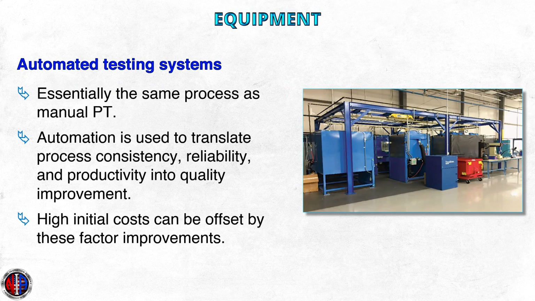Automated testing systems. Automated testing systems involve essentially the same process as manual liquid penetrant testing. Automation is used to translate process consistency, reliability, and productivity into quality improvement. High initial costs can be offset by these factor improvements.